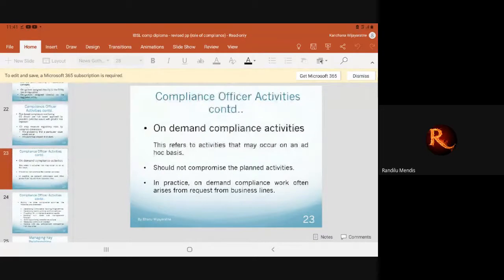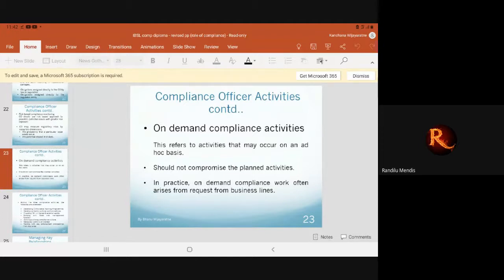Okay. Now we will see what these on-demand compliance activities are. I think I mentioned it at the beginning. This refers to activities that may occur on an ad hoc basis. It can all of a sudden crop up. When such a thing crops up, compliance will have to oblige and attend to those also, because that's also important. But it should not be done at the expense of losing or missing the plan activity, because for the plan activity, the risk is extremely high. By default, it's high.